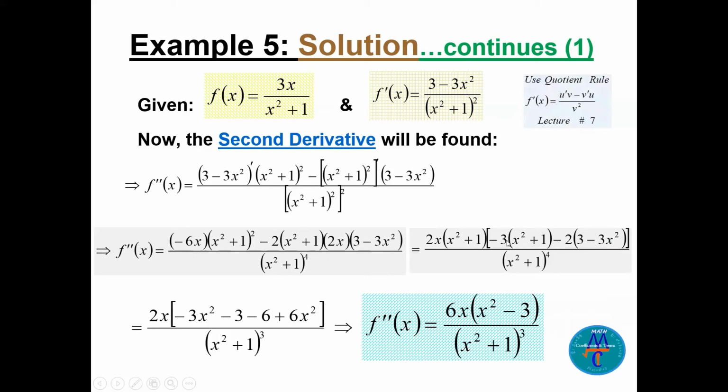Inside here we say minus 3x squared minus 3 minus 6 plus 6x squared. So this becomes 3x squared minus 9. So we can take also 3 out. It will be 6x times (x squared minus 3) over (x squared plus 1) all cubed. Now you can check it, please, and study it. Make sure you get this f double prime.